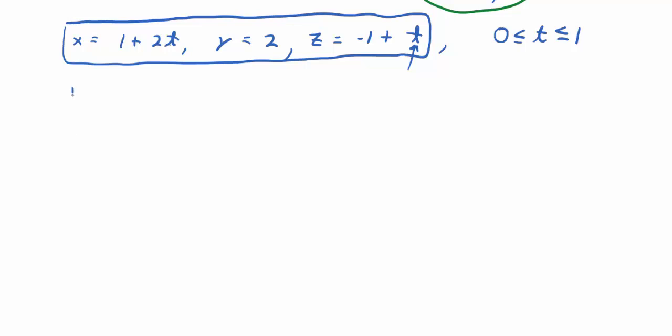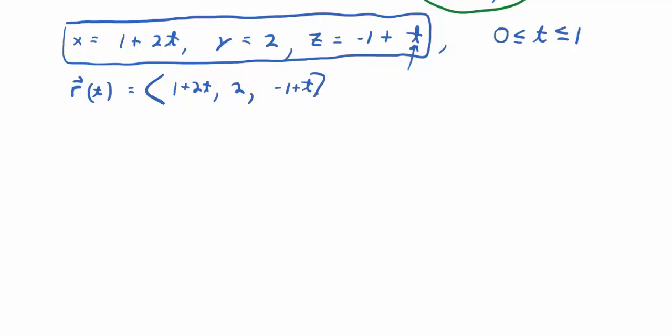So in terms of r of t, not that we need it here, we're not going to use r of t, but if you wanted to write it in terms of r of t, the line would be <1 plus 2t, 2, -1 plus t>. But when we're in differential form, we're not going to use it. I'm going to erase this because we're not actually going to use r of t.